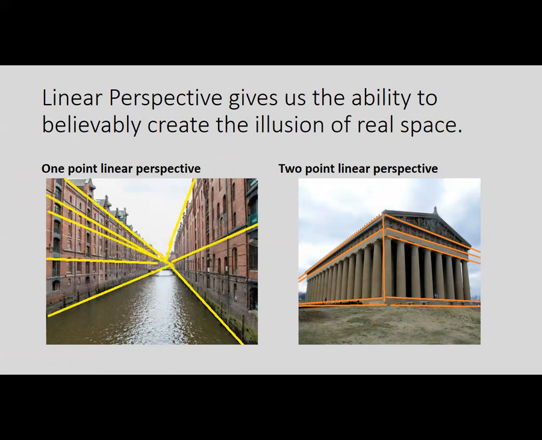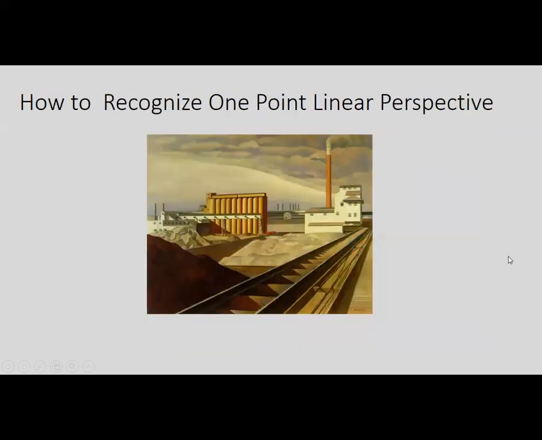a two-dimensional surface. So when we talked about linear perspective in the chapter, we talked about 1-point linear perspective that has a single vanishing point, and 2-point linear perspective that has two vanishing points. In this case, there's a vanishing point somewhere off the image to the right, and there's a vanishing point somewhere off the image to the left. So we're going to talk about how to figure out or recognize if something's using 1-point linear perspective.